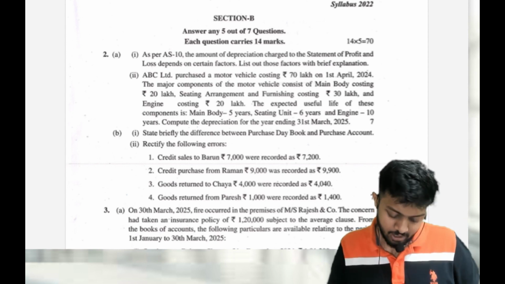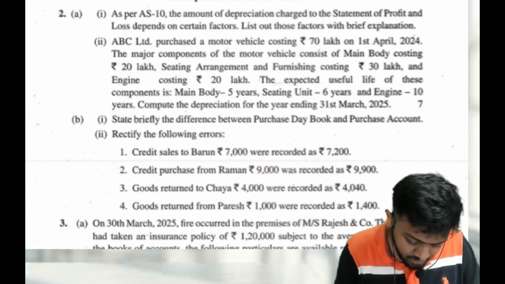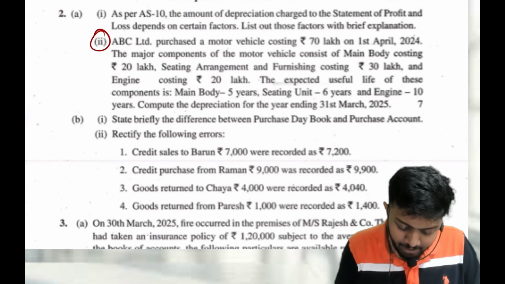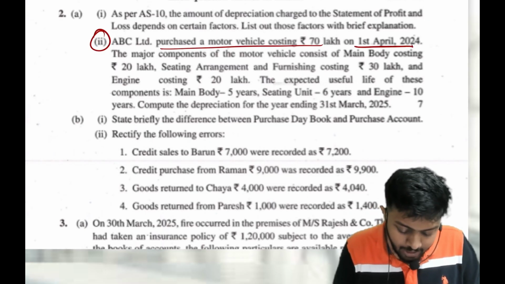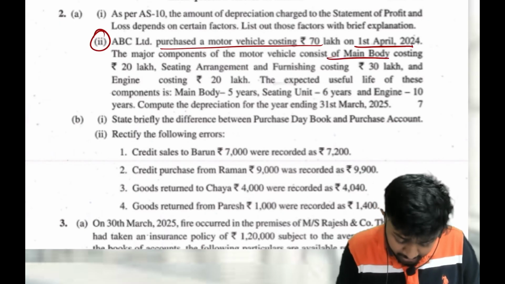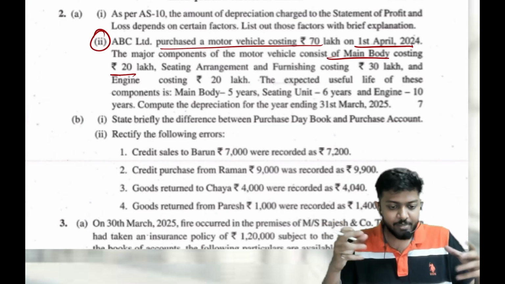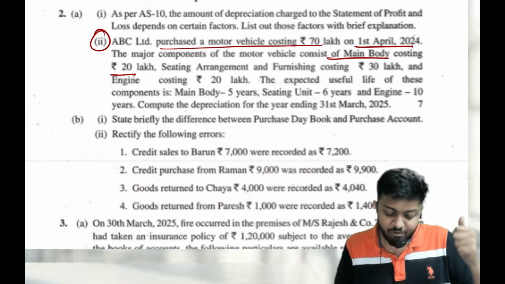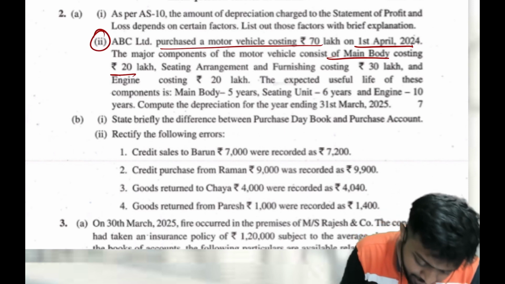So the first one is about AS10, okay? We'll discuss it when AS10 comes. The second one is about depreciation, okay? ABC Limited purchased a motor vehicle costing 70 lakhs on 1st April 2024. The major components of the motor vehicle consist of the main body costing 20 lakhs. They have given a breakup for the motor vehicle parts. First the main body, next the seating arrangement and furnishing cost, and then the engine, okay? So they've given the breakup.